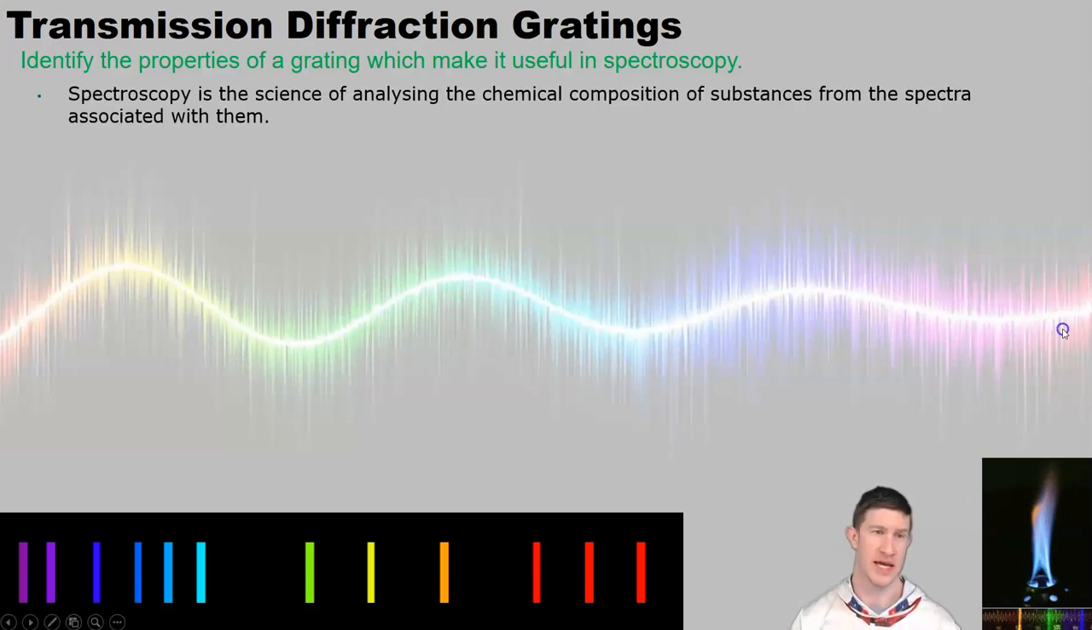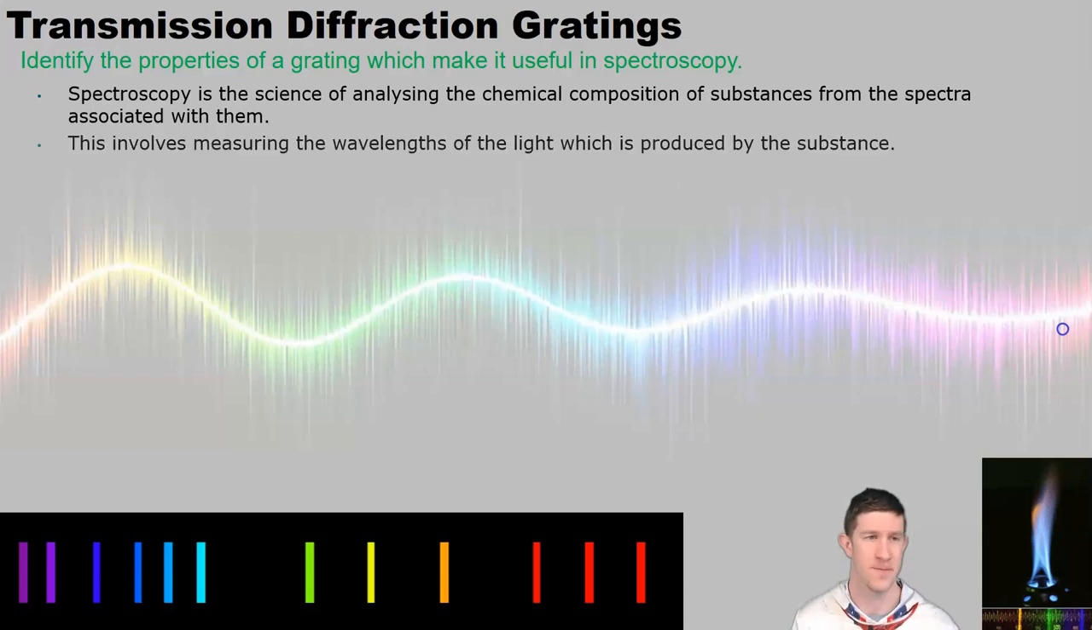So what is spectroscopy? Spectroscopy is the science of analysing the chemical composition of substances from the spectra associated with them. Basically, it's using light, using what we've talked about and what we're about to talk about to identify what things are made of. That's what spectroscopy is. Hopefully, you can think of a few reasons why this is useful. If not, I'm going to give you some more. But it is an extremely useful thing in discovering science.